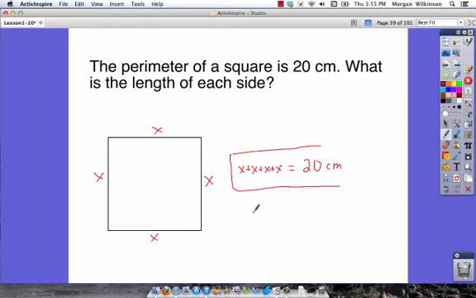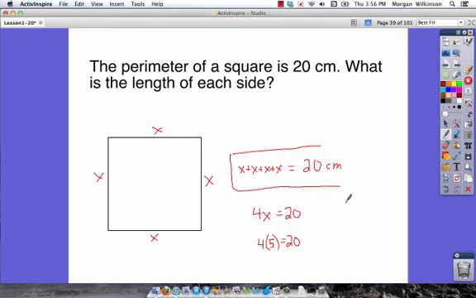So let's think about that. We've got 4 x's. So we're going to have 4 times x. And the way I'm going to write it is 4x. When they're touching each other, that means multiplication, equals 20. Now you think about it. What number do you multiply by 4 in order to get to 20? Hopefully you said 5.